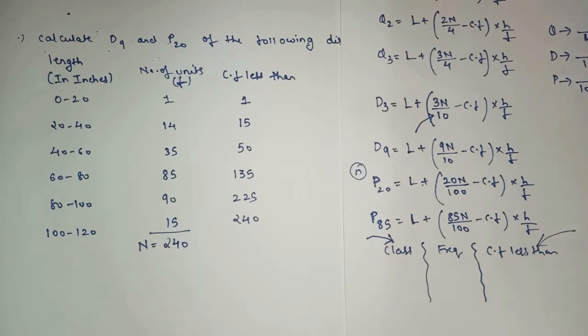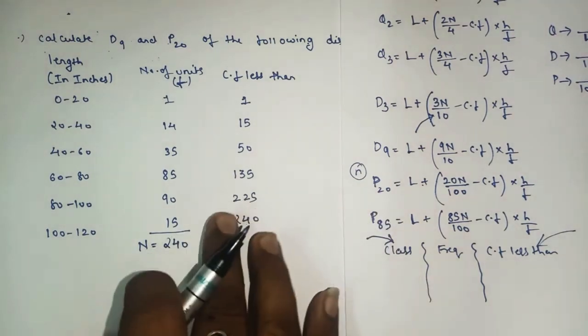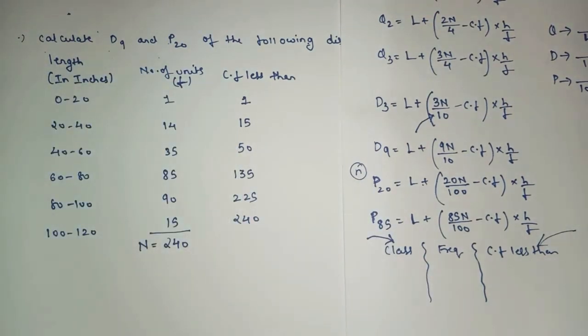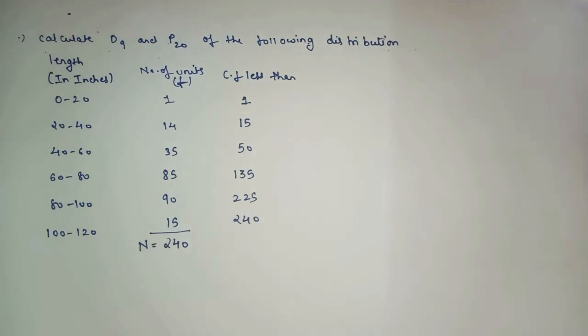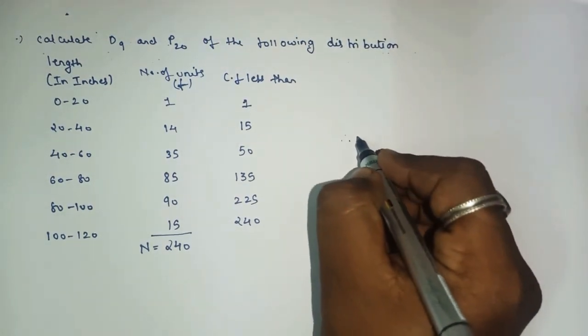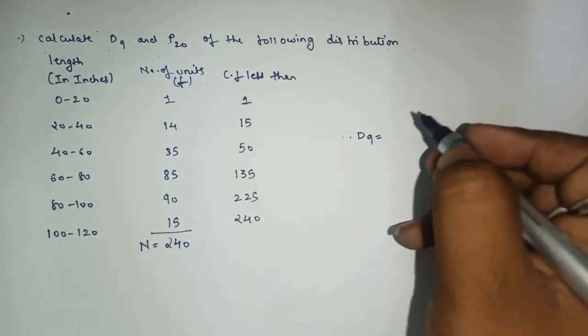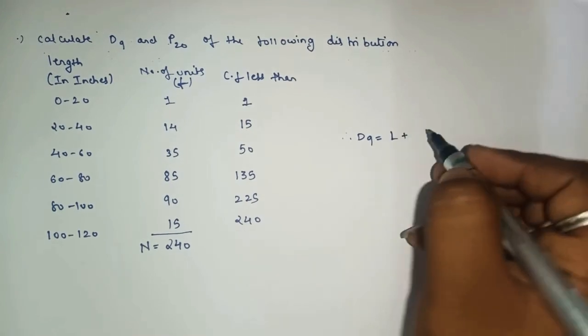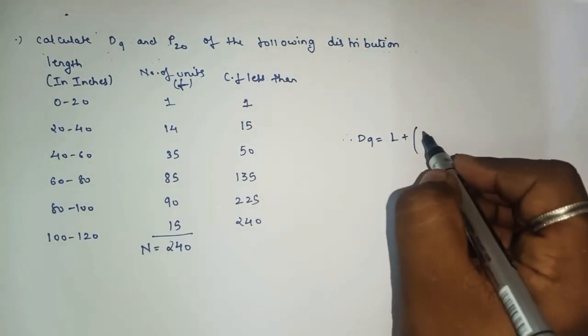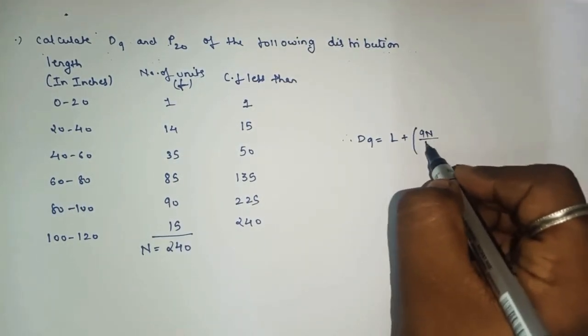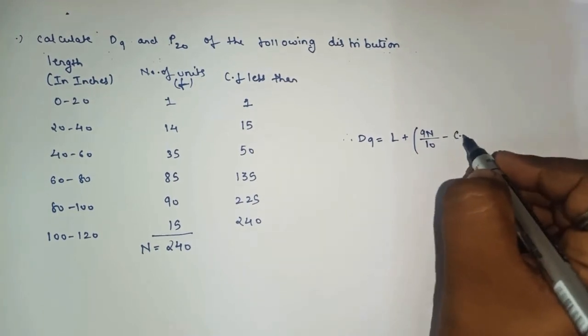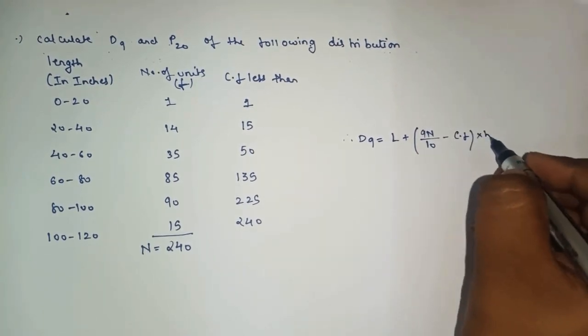So now, as in the question, it says that we have to find D9 and P20. So of course we'll write the formula for D9 first. D9 is equal to what? L plus 9n upon 10 minus Cf into h upon f.